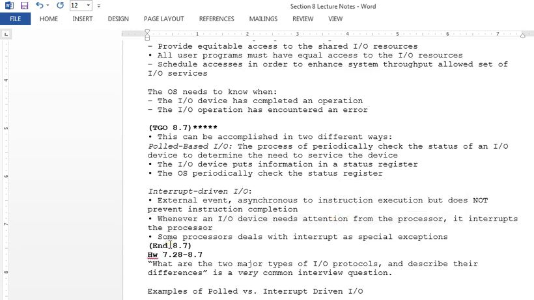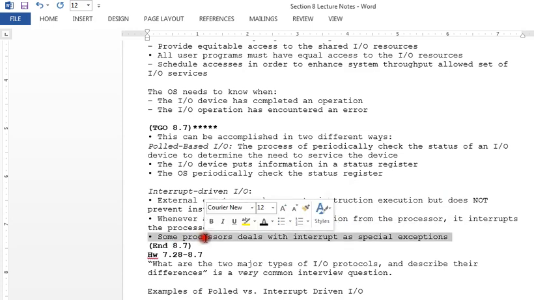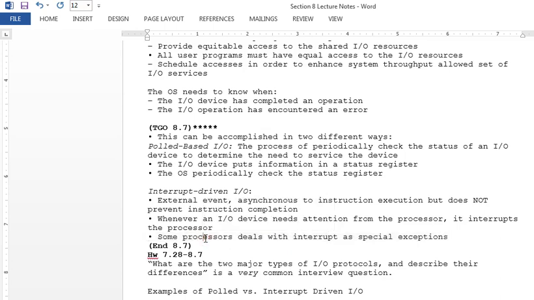Hey, Professor Morrison, I have a question. It's interrupt-driven I/O. Some processors deal with interrupts as special exceptions. So if you're getting a specific type of I/O device, it actually will deal with it in a unique way. That's the handshaking protocol. So just kind of a subset in there whenever they're in the process that needs that space? Yes.